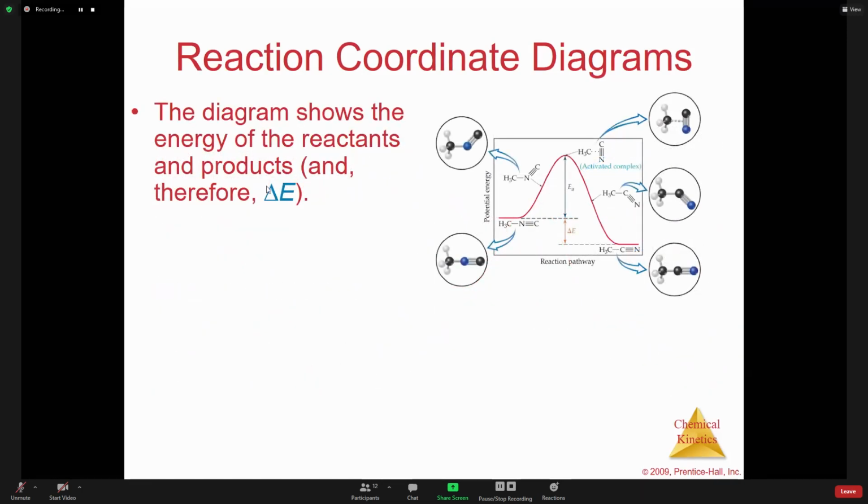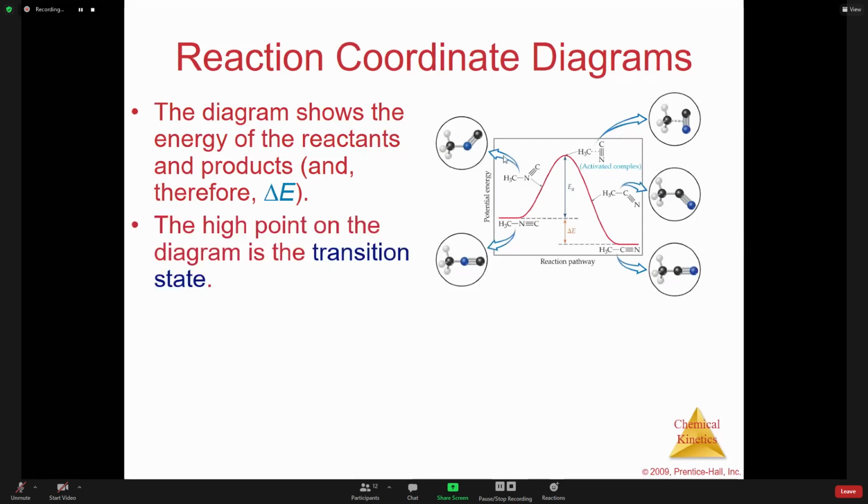The diagram shows the energy of the reactants and the products, or its difference in energy. The highest point is your transition state. The thing that's up there is called the activated complex. And it's very unstable. And I showed you guys this little guy back in the day. Think of the green as your reactants. The orange is going to be your products. Okay, so there's your products.